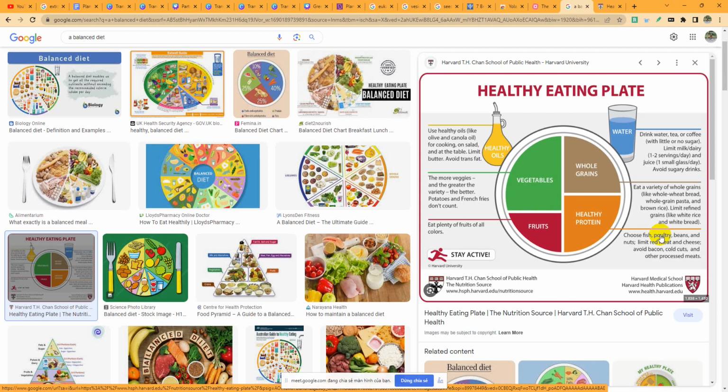And then we have healthy protein, which is fish, poultry. Some typical protein sources you can take from are fish or peanuts, or beans and cheese and milk, stuff like that. And also eat a variety of whole grains like bread, pasta, or brown rice. And remember to also limit refined grains like white rice or white bread.